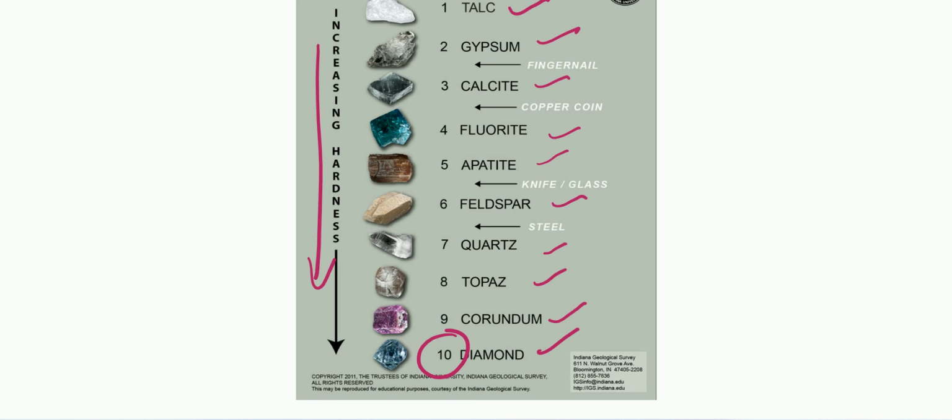Between gypsum and calcite, between 2 and 3 on the scale, we have the fingernail. Between 3 and 4, calcite and fluorite, we have the copper coin. Between 5 and 6, we have a knife and glass. And between 6 and 7, between feldspar and quartz, we have steel. So this is the Mohs scale, telling the hardness of the minerals and the rocks.